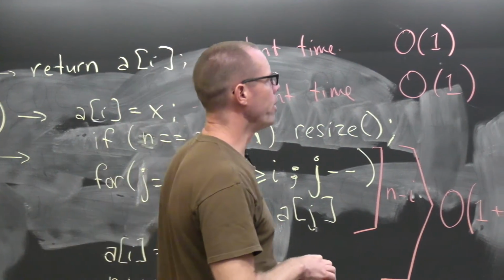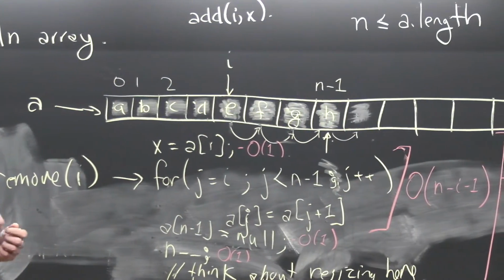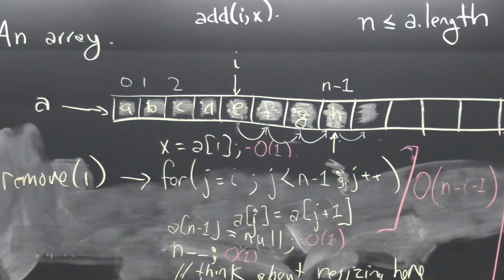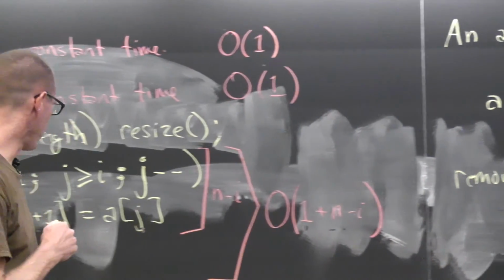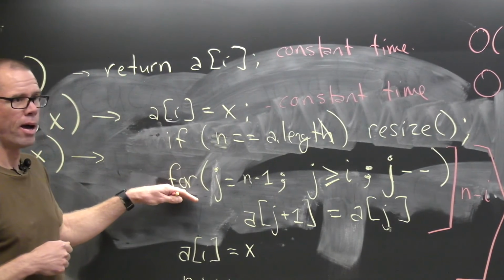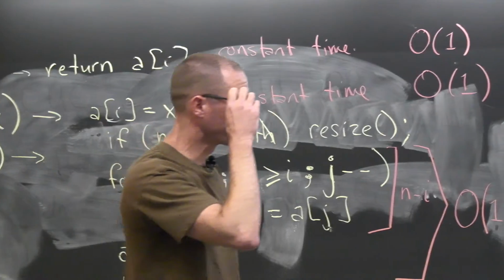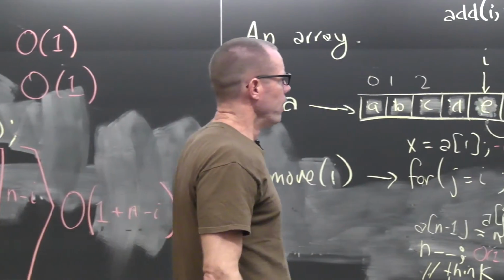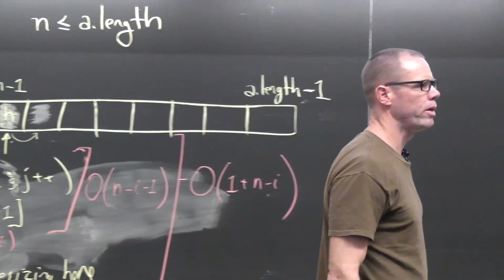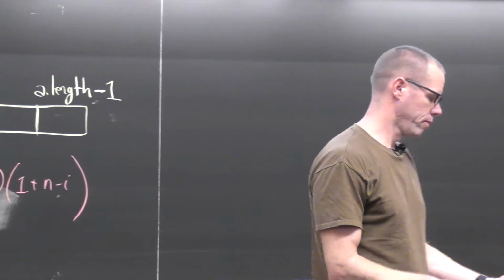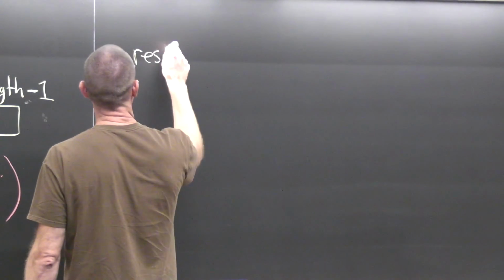Keeping in mind that resize does have to guarantee that the length of the array is bigger than n. So remember, it has to guarantee that, otherwise add is not going to work. So every time you call resize, you need at least space for one more element. So, how would you implement resize? Now we get down to the interesting part.